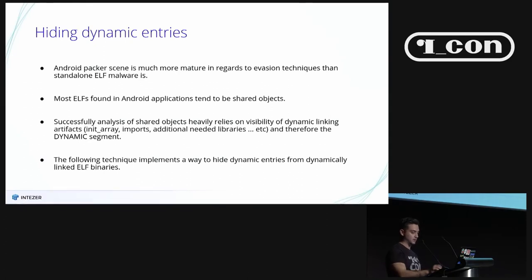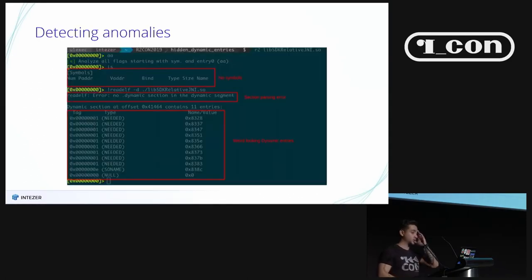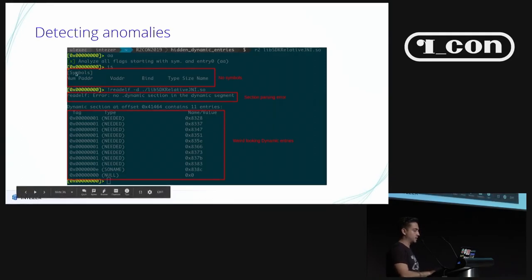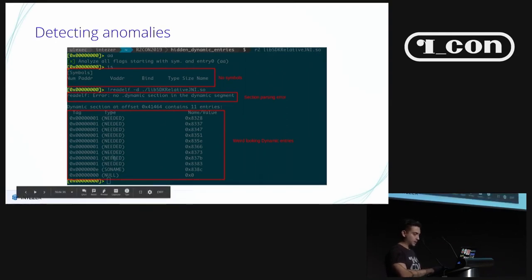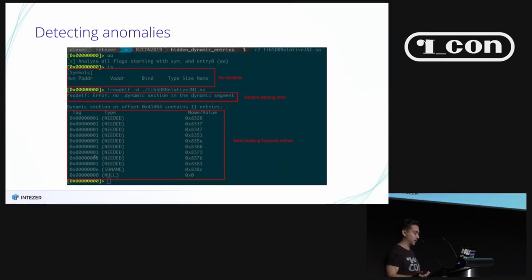shared objects in APKs. So how this research started is that I have a friend who is a very good Android researcher, and he told me, look at this file, this is weird, I don't know how to interpret it. So I put this file in Radare, and I tried to see whether it had any symbols, and it didn't. I tried to see whether there was something in the dynamic segment, and I saw that the dynamic segment was really weird looking. As you can see, I don't know how familiar you are with the ELF file format, but if it doesn't have a symbol or a string table, then it's a weird dynamic segment.